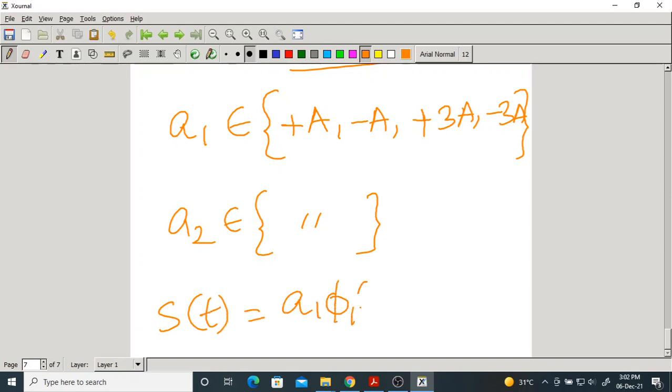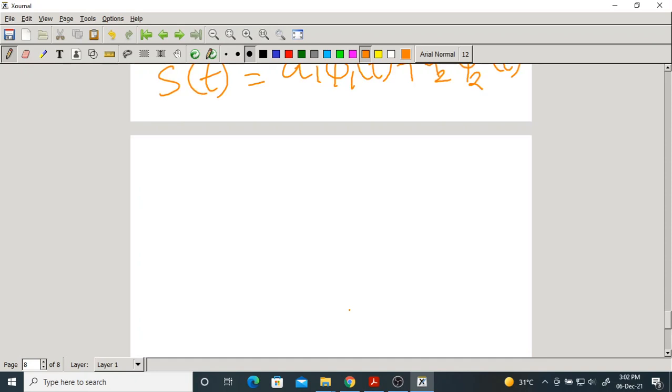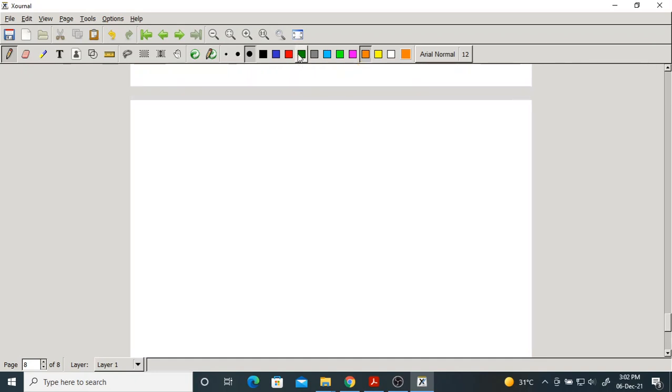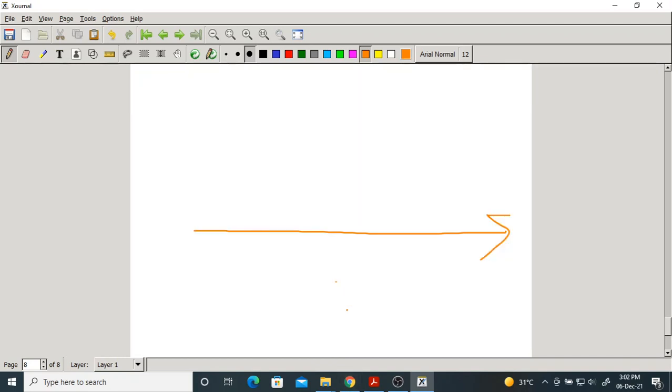A1 phi 1 of t plus A2 phi 2 of t. So can you draw the constellation? To draw the constellation, we should go for what? Two axes are there. What is the name of these axes? Phi 1, phi 2.